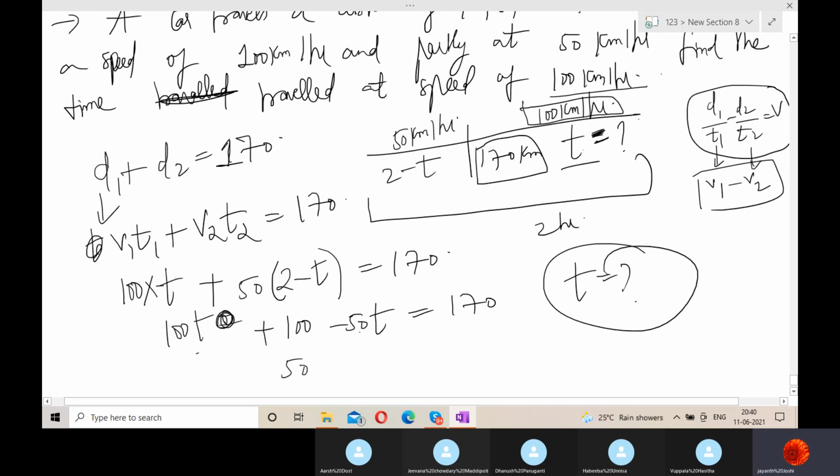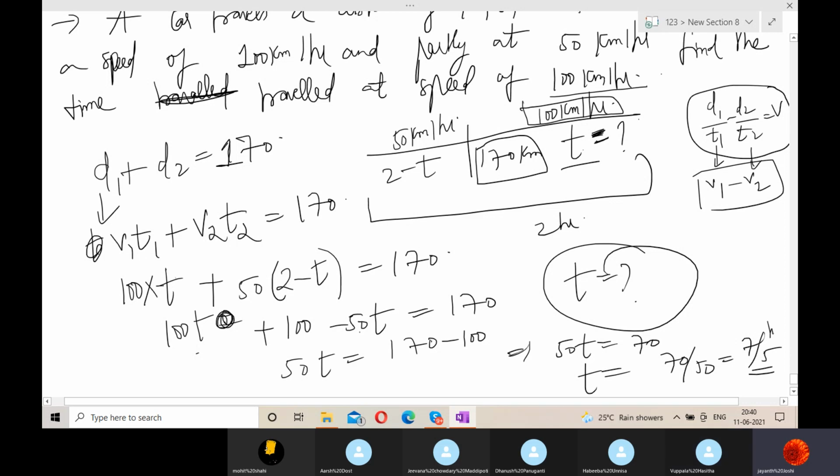100t minus 50t is 50t. 50t is equal to 70. t is equal to 70 by 50, 7 by 5 hours. That's it. Do this.